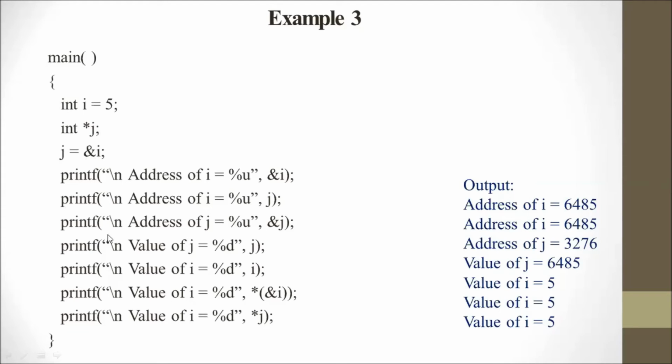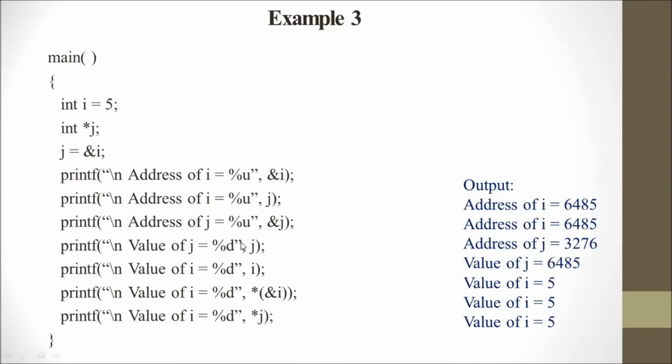In the third statement, address of j equal to percent unsigned address of j. So here the third statement will print the jth address. j contains an address, so j will print its own address. This is the address of j, 3276. Now in the fourth printf, value of j equal to j. So here the j value is printed again.